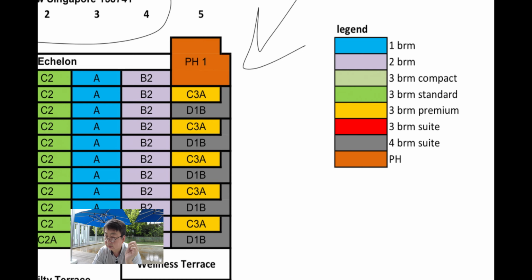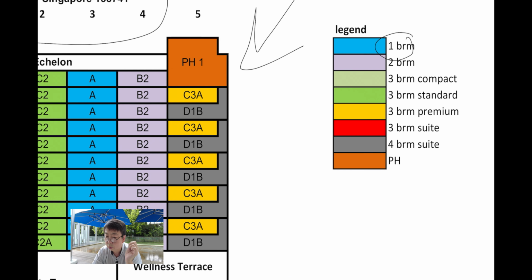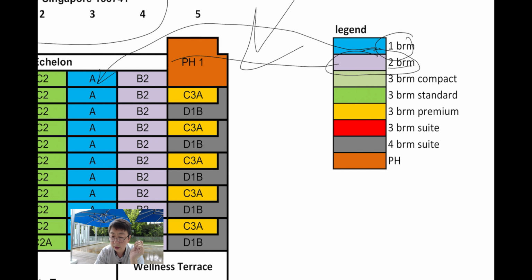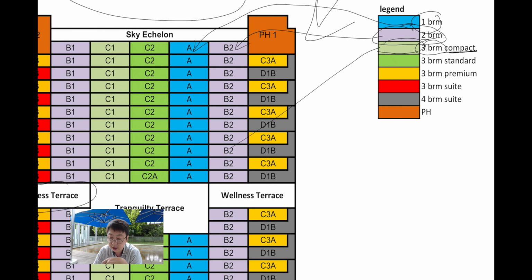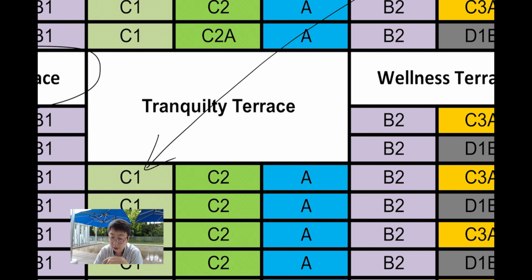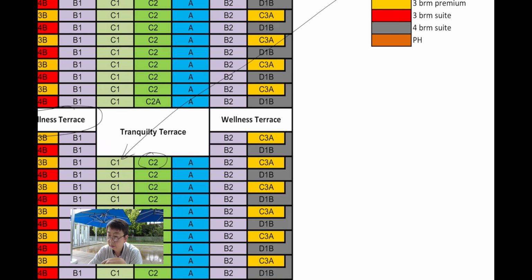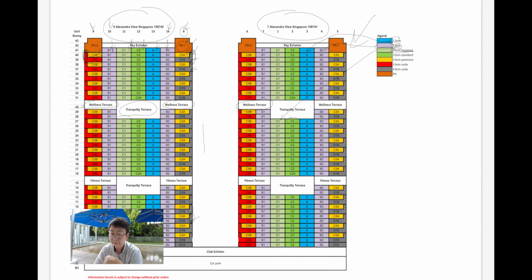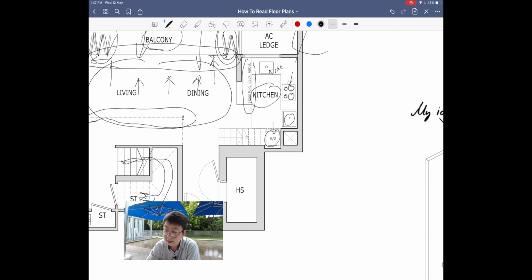Okay, this is where the legend comes in. 1-bedroom is blue color, and they denote it as A. Purple 2-bedroom is denoted as B2. 3-bedroom compact, you know, compact normally means smaller sizes, is light green, and they are C1. So a bigger 3-bedroom will be a C2. That is how they are normally labeled.